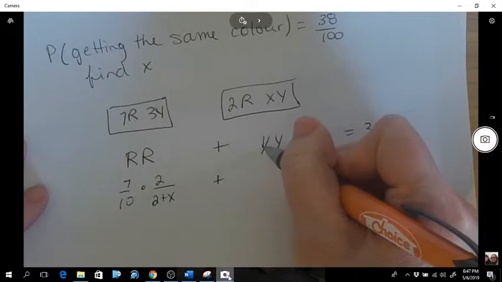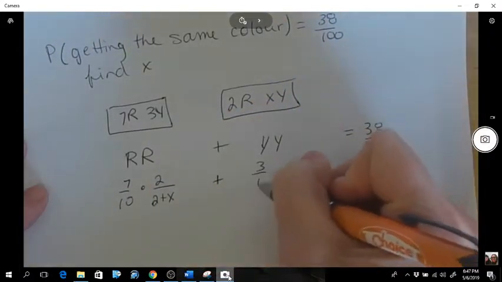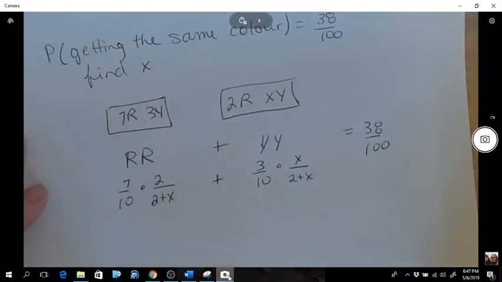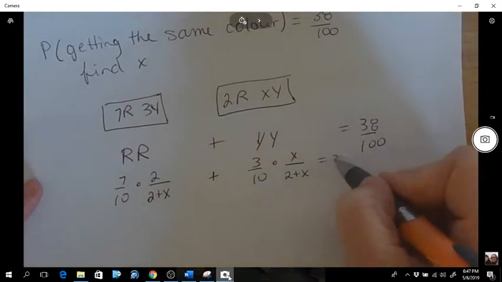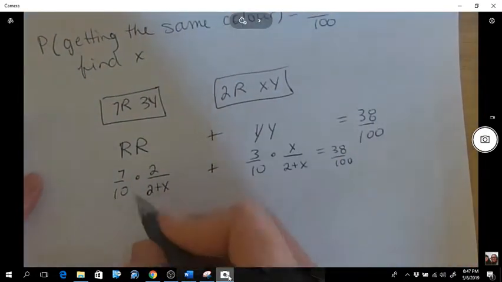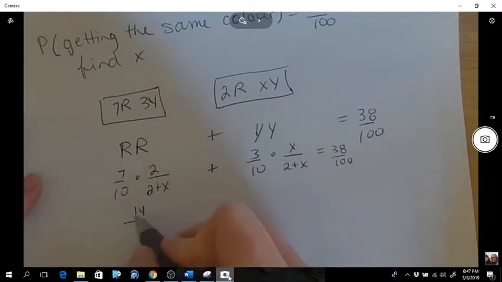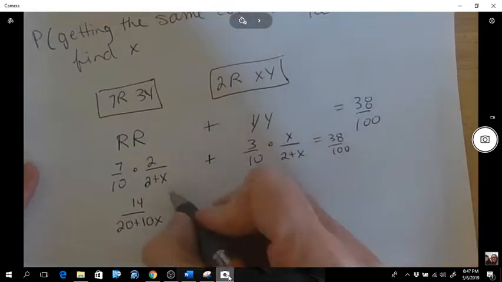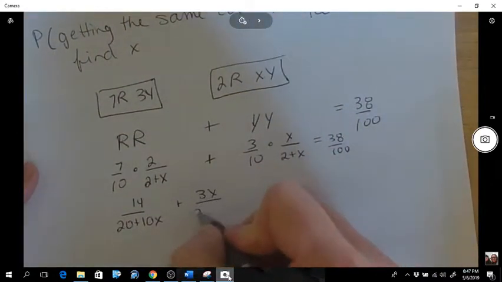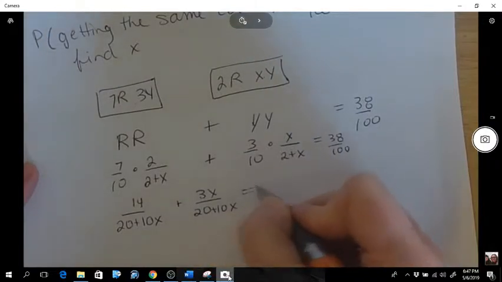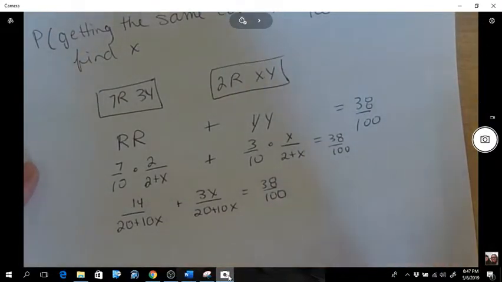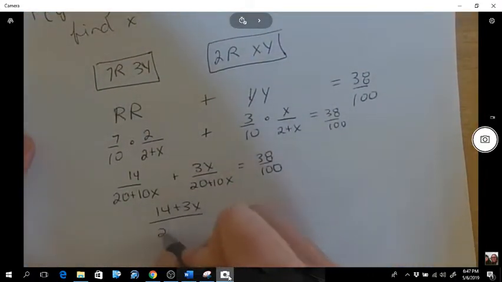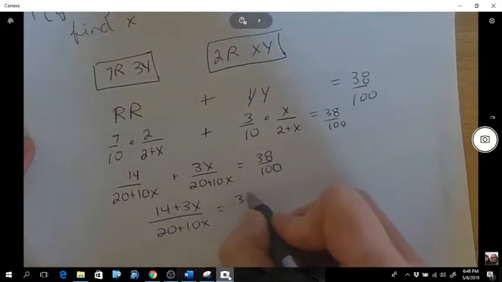Plus, now if you get a yellow yellow, the probability here is 3/10, and the probability here would be x out of 2 plus x. Okay, so now we're going to simplify this. So this is 14 over 20 plus 10x, and this is 3x over 20 plus 10x. So now we have common denominators, right? So we can add. So 14 plus 3x over 20 plus 10x equals 38 over 100.